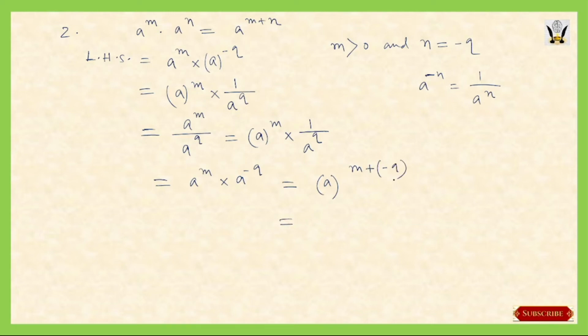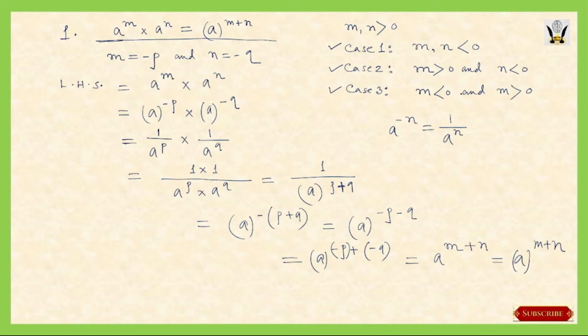Now since minus q we assumed was equal to n, so in place of minus q now we can put n. So it will be m plus n only. That means again we are satisfying this law. So even if one exponent is negative and the other one is positive, this law will be again satisfied. And this can be again proved for the third case, when m is negative and n will be positive. So the proceeding will be same, the calculation will be same. So to prove this case 3, the process will be same. So I am not repeating the case 3, as we have already learned the process in case 2.